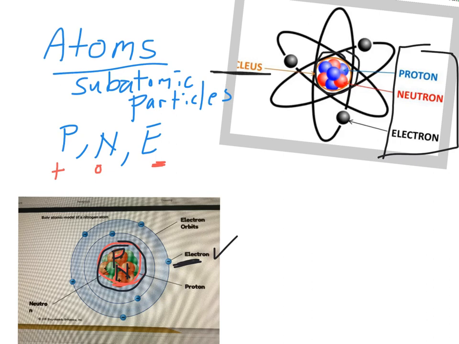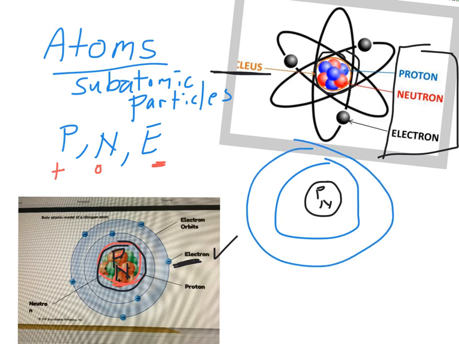Okay, the picture got a little cut off right there. Okay, so now that nucleus inside contains the protons and the neutrons. The orbitals on the outside is what's going to have the electrons. Okay, that's just a little beginning thing.